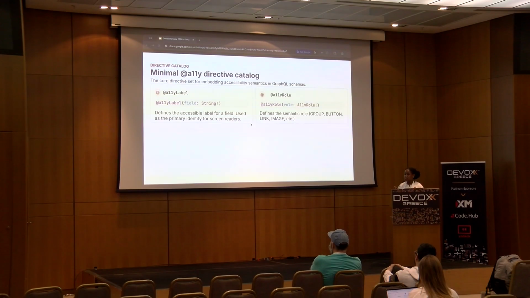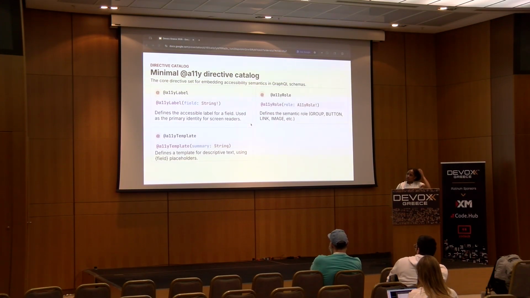You have the role, which defines any semantic role, so it could be a group, a button, a link, or an image, depending on your use case. The template is where you can have some human readable sentence, so it's better in a way for the user to hear it in a specific ordering for your string instead of just hearing each component individually. For example, when you're stepping through your row and you have multiple pieces of data, instead of having to traverse each data piece in that row, you have a summary of what is being shown.